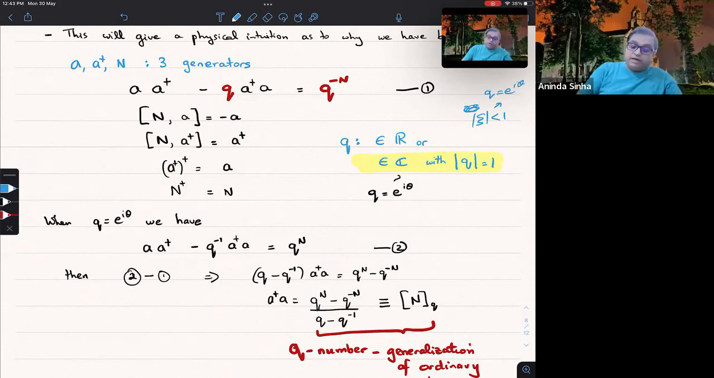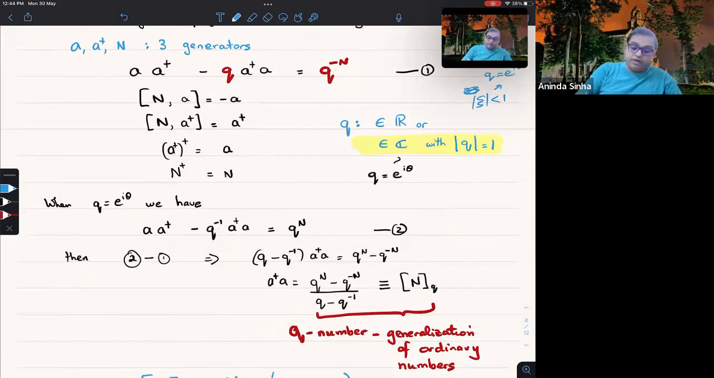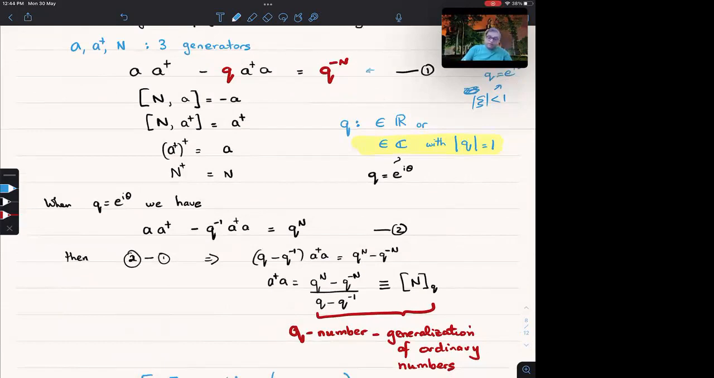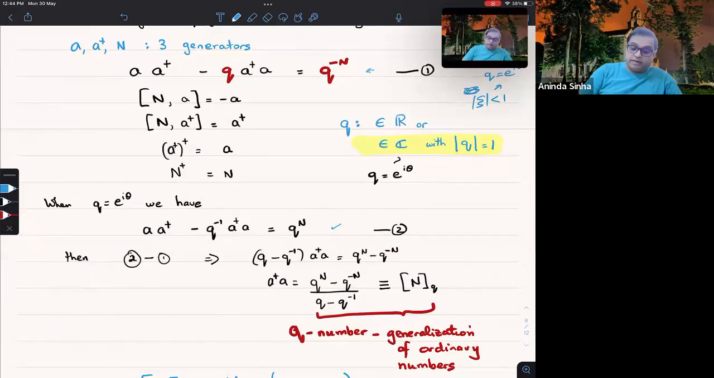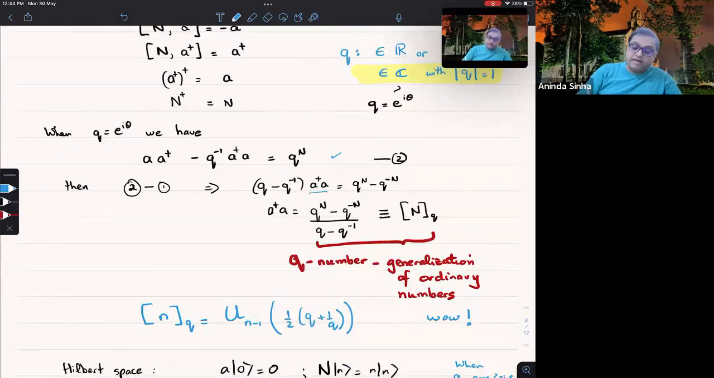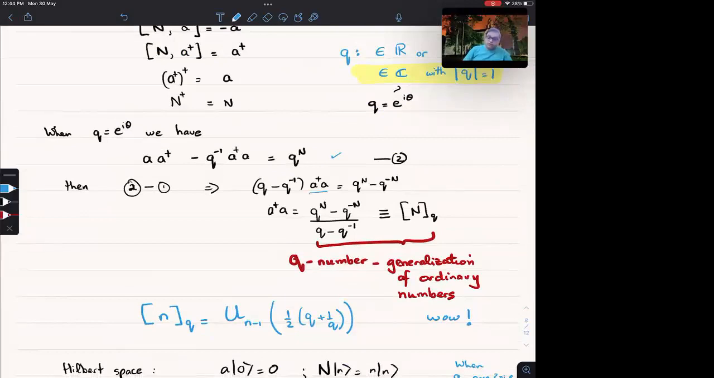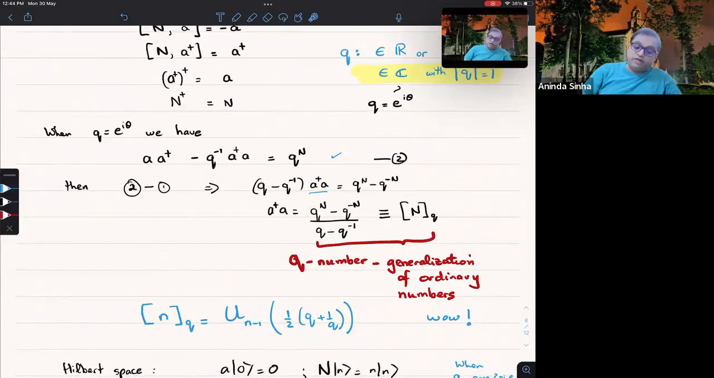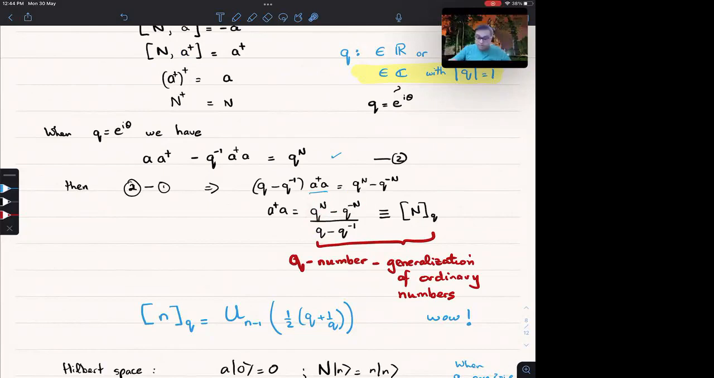So Q can be either a real number or a phase. Now, when Q is a phase, you can take the Hermitian conjugate of this expression and you get another expression like this. And then you can subtract off 1 and 2, and what you will get is an expression for A dagger A in terms of Q. So this is the definition of a Q number. If Q was 1, you would literally get N here, but Q is away from 1, you get what mathematicians call a Q number. It's a generalization of ordinary numbers.